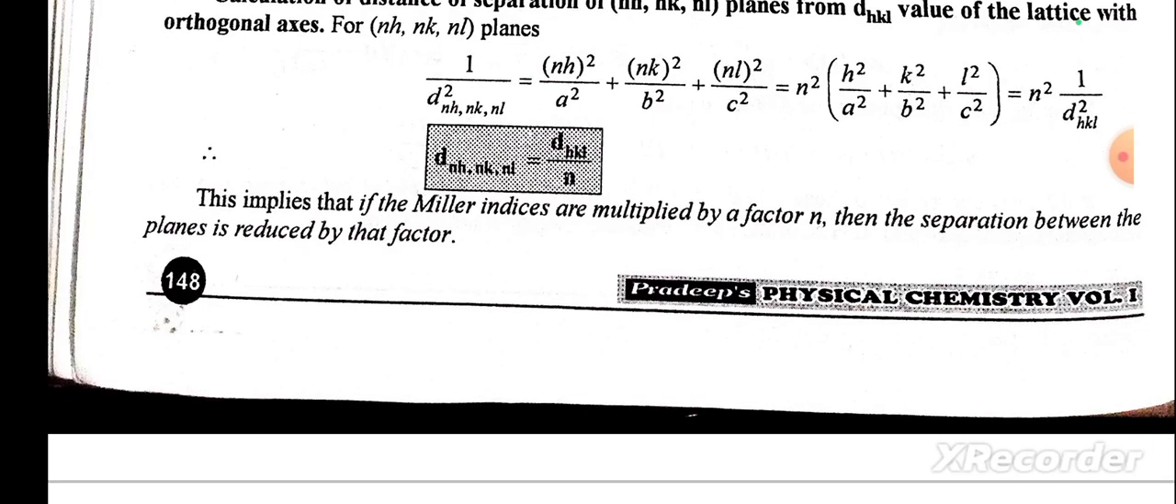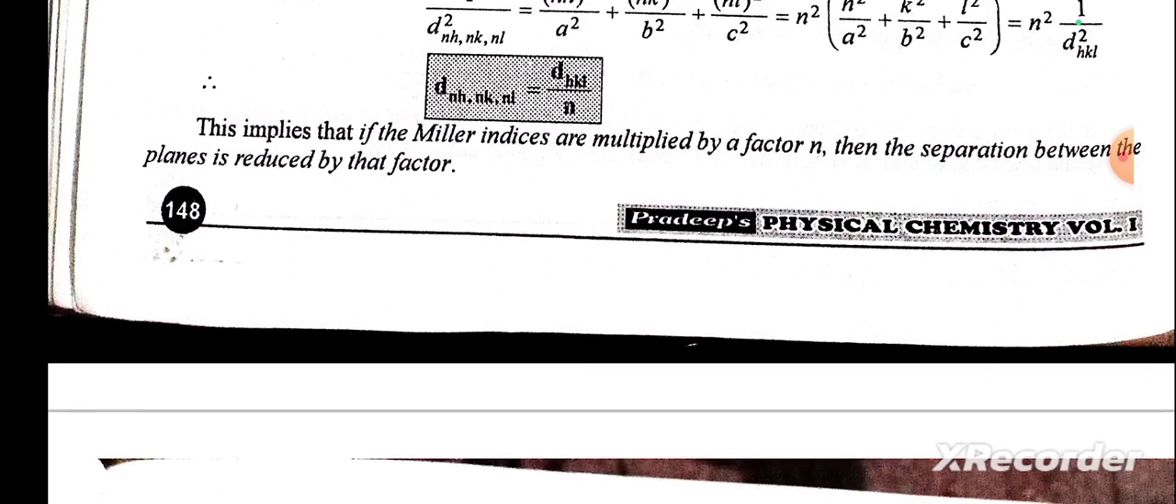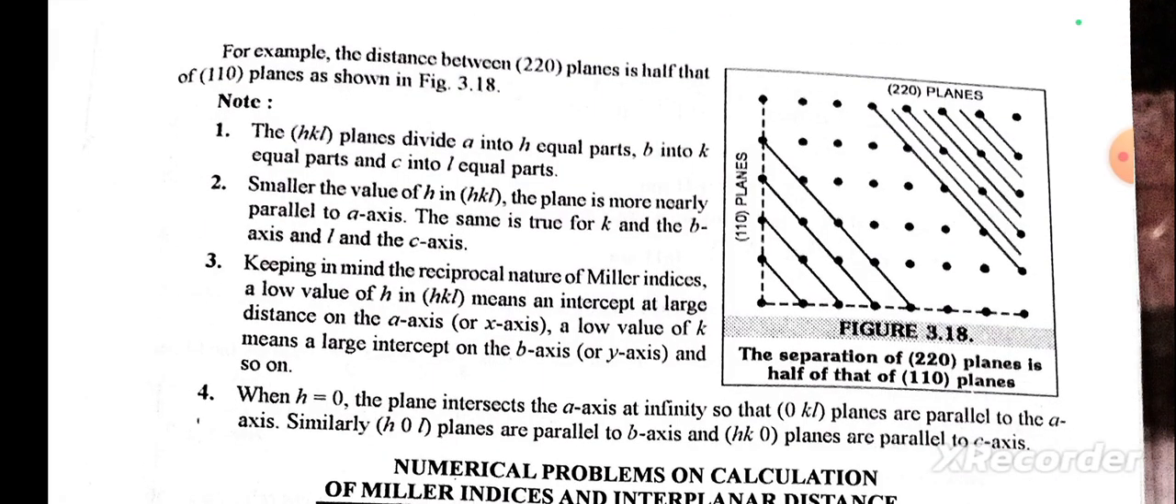This implies that if the Miller indices are multiplied by a factor, then the separation between the planes is reduced by that factor. For example, the distance between (200) planes is half that of (100) planes, as shown in figure 3.18. Note first that the plane divides a into h equal parts, b into k equal parts, and c into l equal parts.